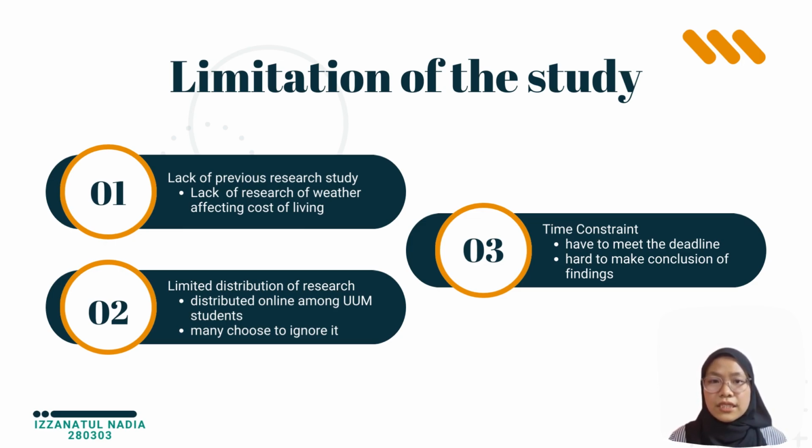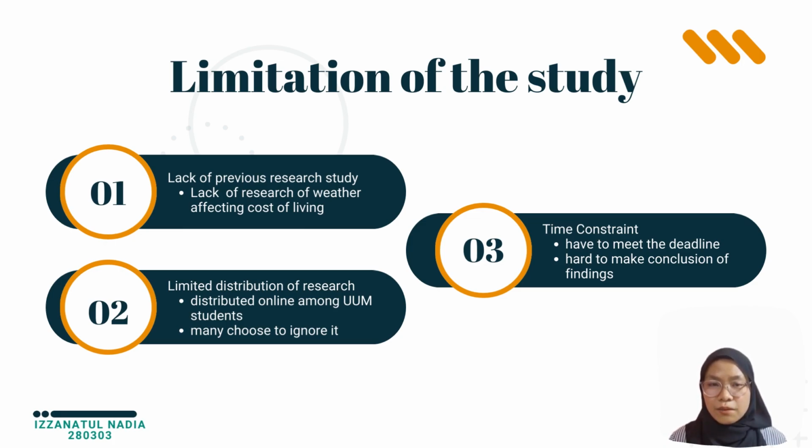The second one is the limited distribution of the survey. We distributed the online survey via Google Form among UUM students through various online platforms such as WhatsApp, Telegram, and more. However, many chose to ignore it, causing only a small portion of the sample size to respond. This could cause the result to be contaminated by respondent bias and not be accurate.